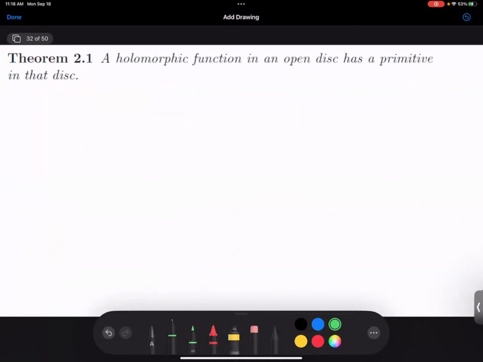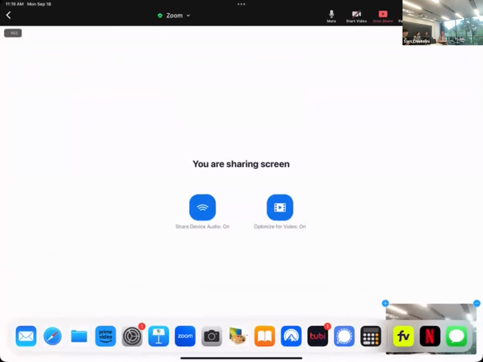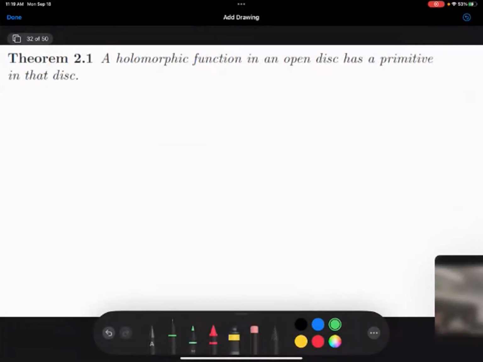So what we need to do now is prove that if we have a holomorphic function, then it has a primitive. You can't see? I'm trying to restore it. Is it back? Yep, okay. So a holomorphic function in an open disk has a primitive in that disk. That's what we're going to try to prove right now.